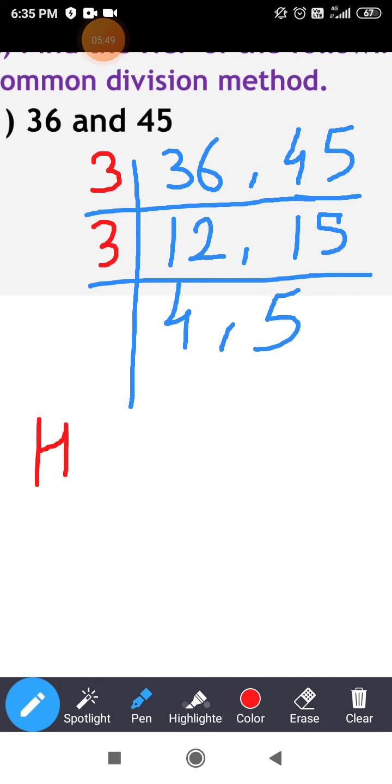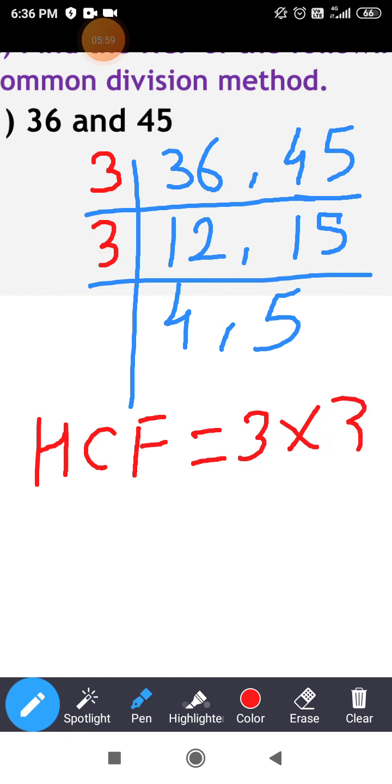Now how will you find the HCF? See students, whatever numbers you have on the left side, you have to multiply those numbers. So I will write here 3 into 3. 3 threes are 9. So my HCF is 9.